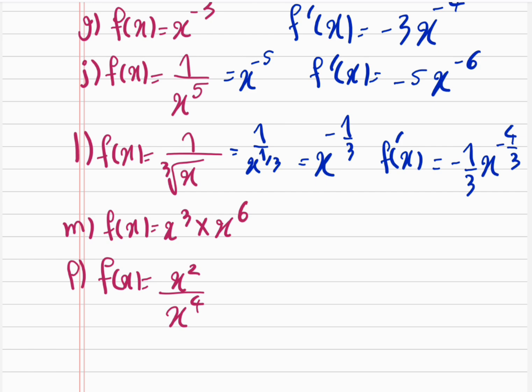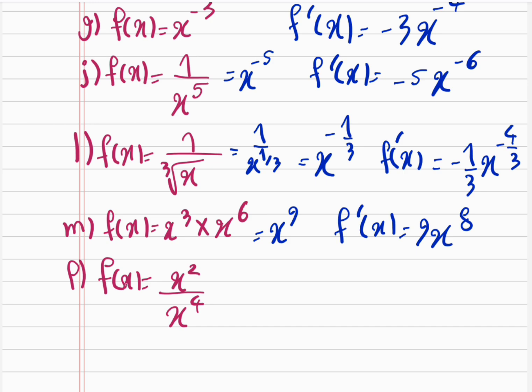Okay, M. Basically, for this one, we just need to find the product first and then differentiate that. It looks like it's in the form of x to the power of n, but it can be simplified, right? So it's going to be x to the power of 9. Now let's differentiate this. It's just going to be 9x to the power of 8, because the power is reduced by 1.